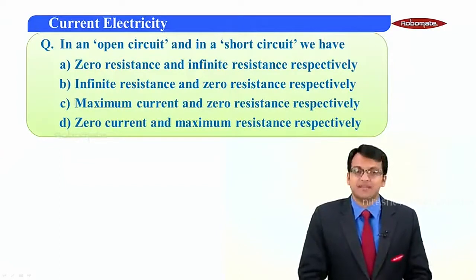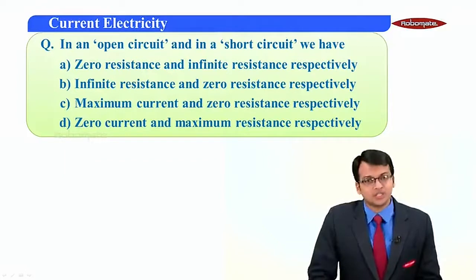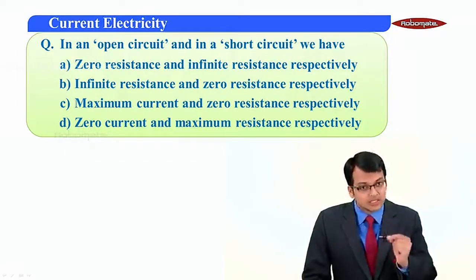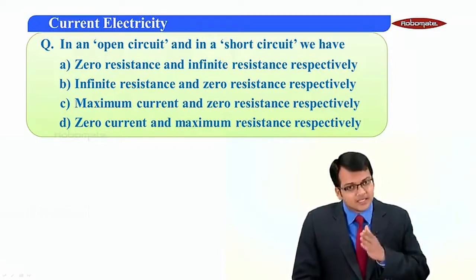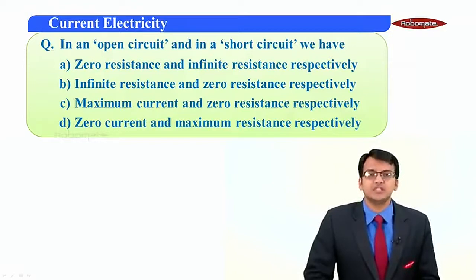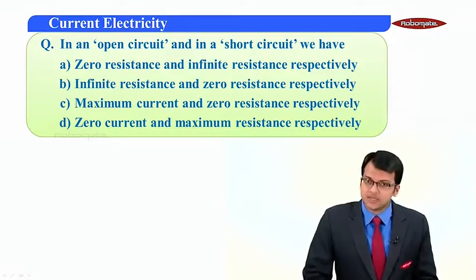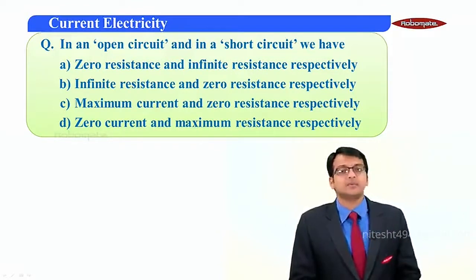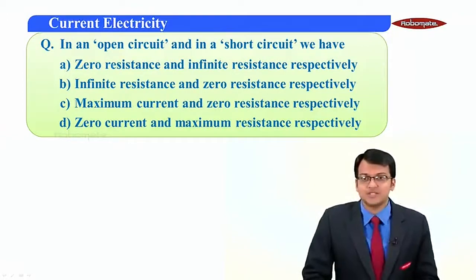The question is depicted as, in an open circuit and in a short circuit, we have. The options are: zero resistance and infinite resistance respectively; infinite resistance and zero resistance respectively; maximum current and zero resistance respectively; and the last option is zero current and maximum resistance respectively. So let's try to analyze. The condition given to us is open circuit and short circuit.